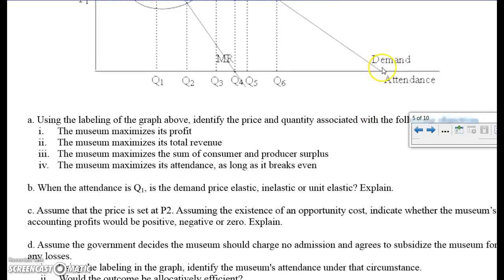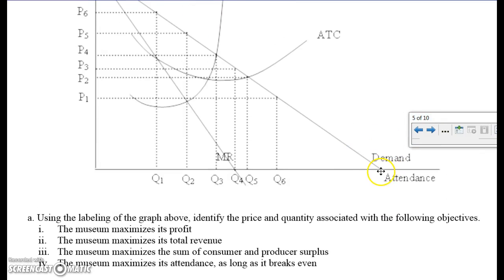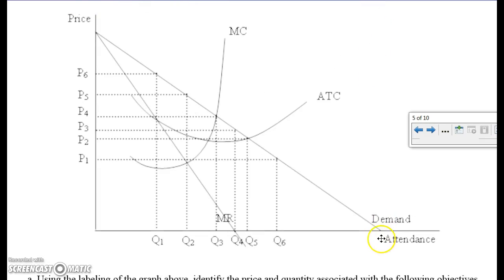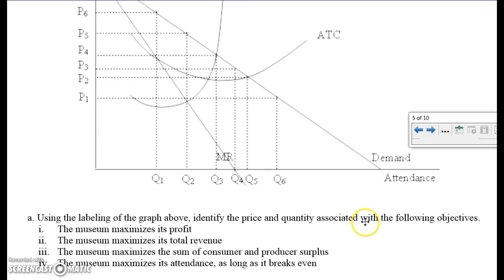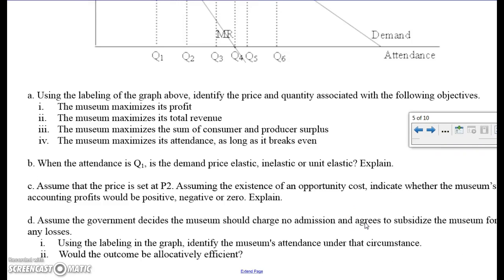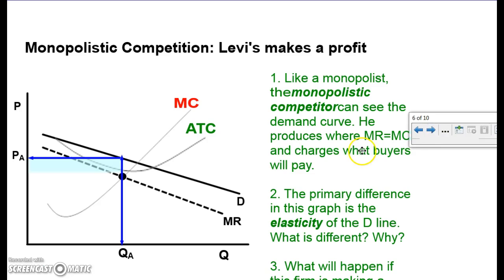Would that be allocatively efficient? No. In fact, that would be a huge amount of waste. Right, the museum would take a huge loss. You can't even see ATC on here, and we can't even imagine what the marginal cost of production would be. So no, it would not be allocatively efficient to have free admission.